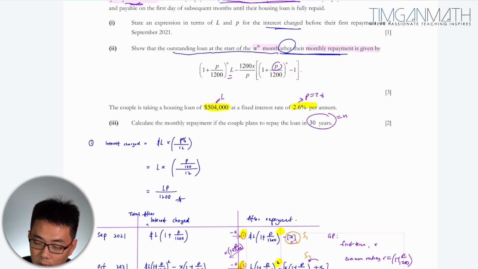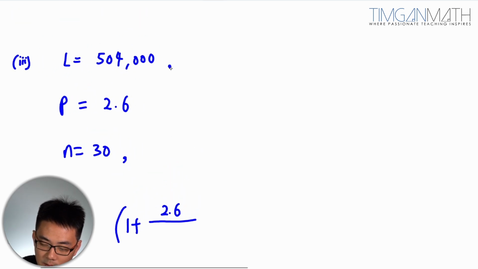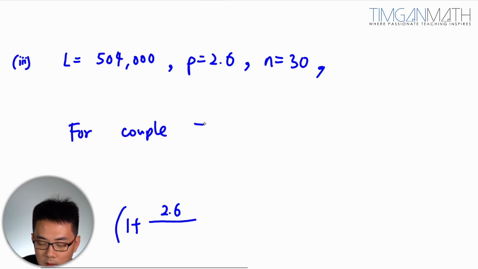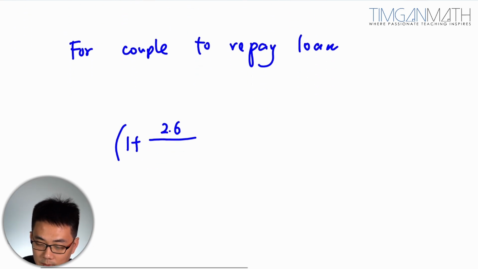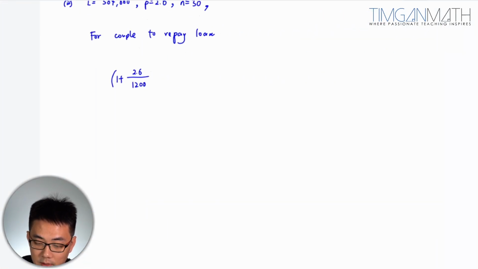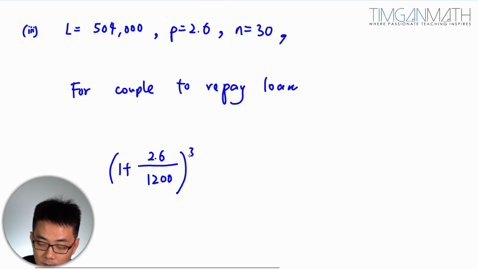For couple to repay loan in 30 years. Maybe I just write this down. What we need is P. We're going to use the formula there. So the previous formula, which is this one here, right? Then I'm going to put this as 2.6 to the power of 30.